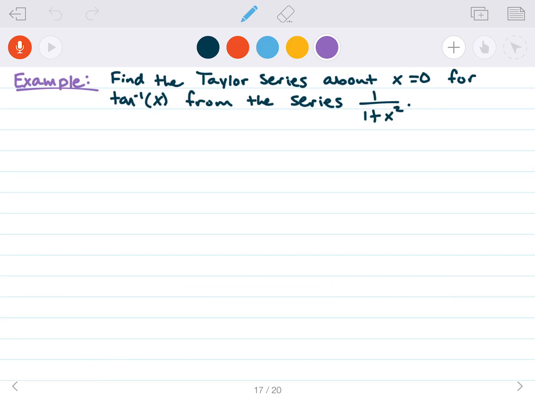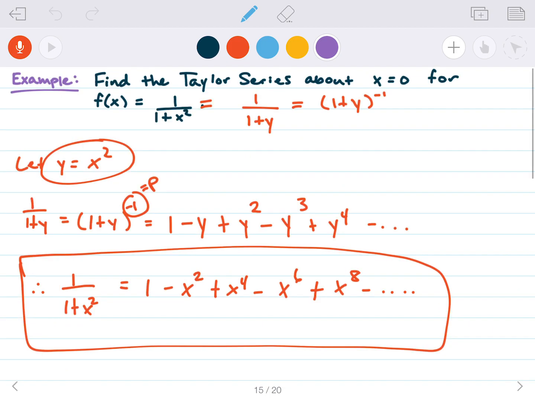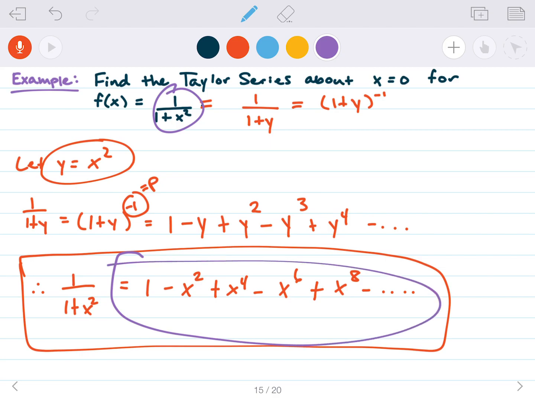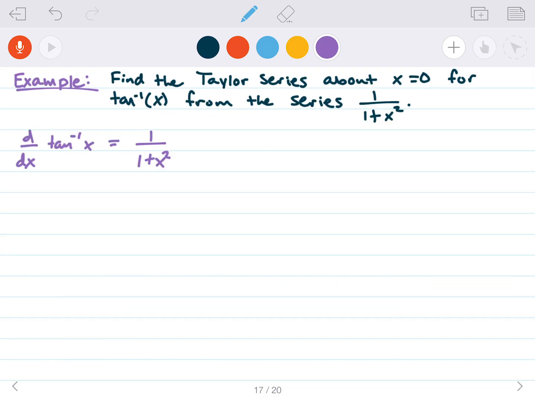All right, find the Taylor series about x equals 0 for tan inverse x from the series for 1 over 1 plus x squared. The first observation we can make is that when we take the derivative of tan inverse of x, we get 1 over 1 plus x squared. That was one of our special derivatives that we learned last semester. So we actually just did this problem a few slides ago, 1 over 1 plus x squared. We already found the Taylor series for that, so let's go ahead and write it out. All right, so there's our Taylor series for that.